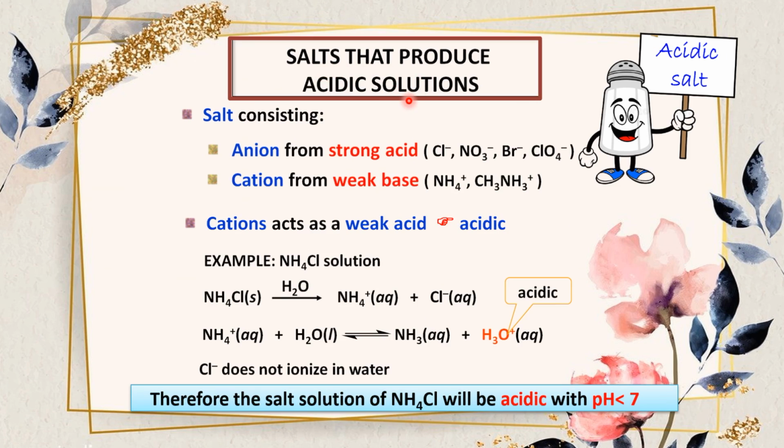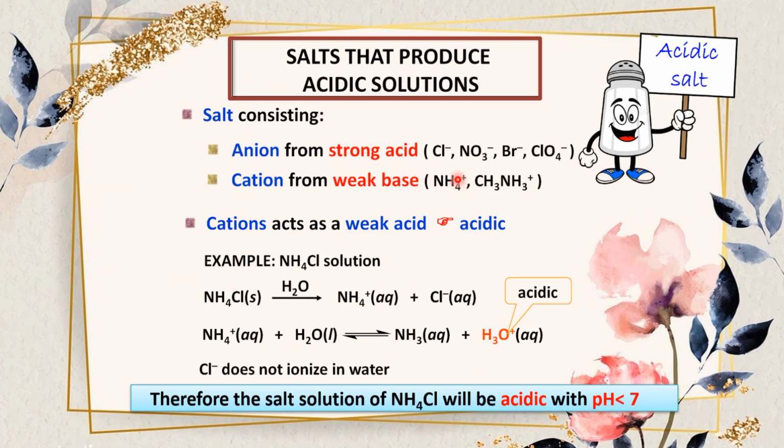Salt that produces acidic solution usually consists of an anion from strong acid and cation from weak base. Cation reacts as a weak acid and it will form acidic solution. For example, ammonium chloride solution. Solid ammonium chloride is 100% hydrolyzed in water and it will form ammonium ion and chloride ion. Alright, so chloride ion came from strong acid, that is HCl, whereas ammonium ion came from a weak base.